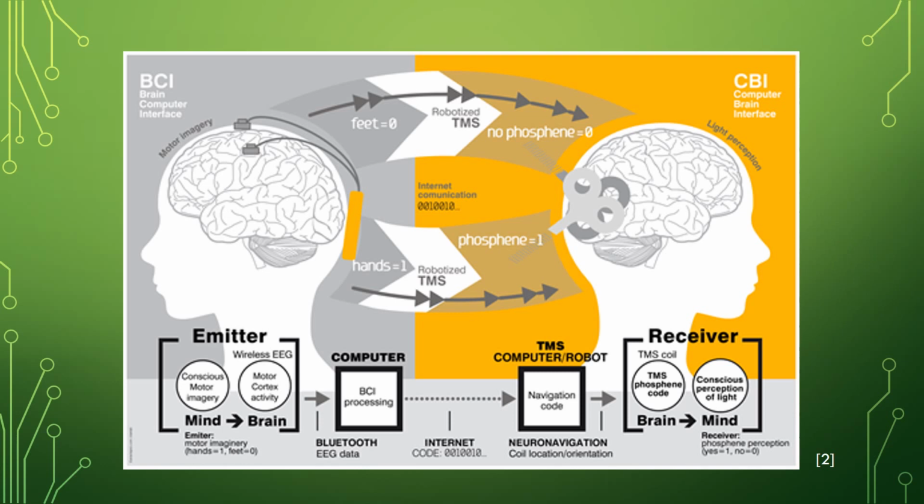Using this method, they were able to send a message, the word ciao, thousands of miles to each other, using only their thoughts. However, the bit rate was a bit slow at about 2 bits per minute.